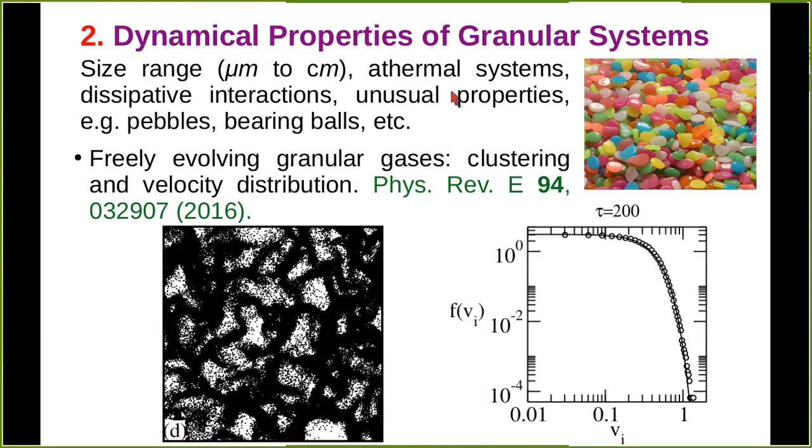Examples of granular systems are a collection of pebbles, bearing balls, food grains, etc. Here in this picture, I am showing you an example of a granular system, which is just a collection of pebbles. The first problem I have studied in this context is the freely evolving granular gas. A freely evolving granular gas shows clustering at the latest stage of evolution due to dissipative interaction, and also the velocity distribution of particles in the system shows deviation from the Maxwell-Boltzmann distribution. The question we ask in this context is how this cluster size grows in time, and also we characterize the deviation of the velocity distribution from the Maxwell-Boltzmann distribution.